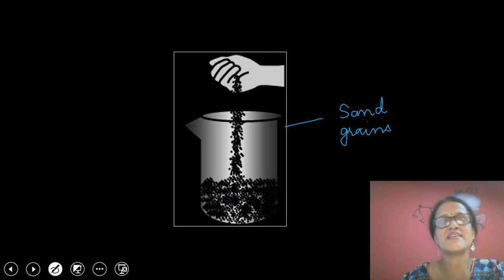The shape of a single sand grain remains same, whether you take it in your hand or you put it in a plate or you put it in a beaker or you put it anywhere. The shape of a single sand grain will always remain same. So you can conclude that sand grain is an example of solid. The similar you will find for some other solids like salt, sugar, etc. I hope this point is clear to you.